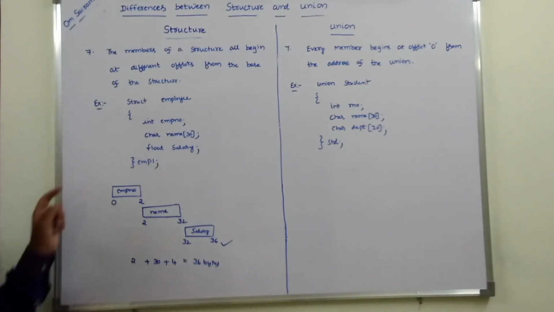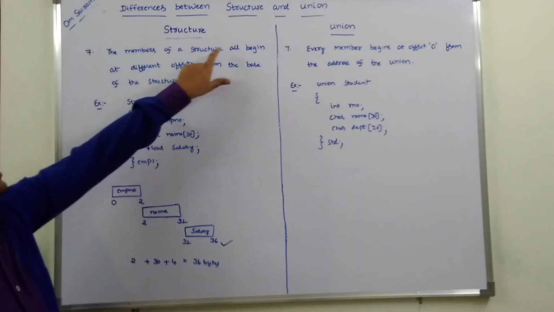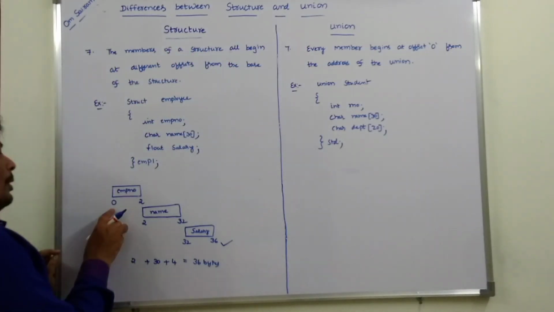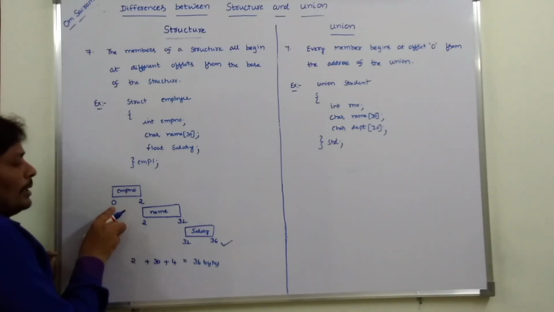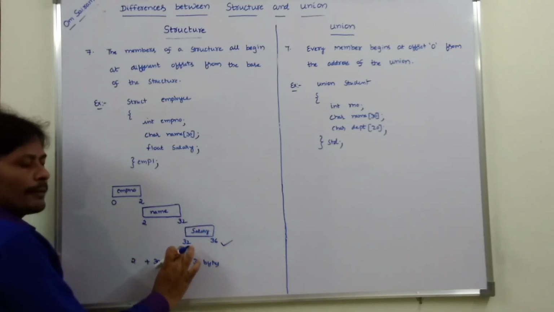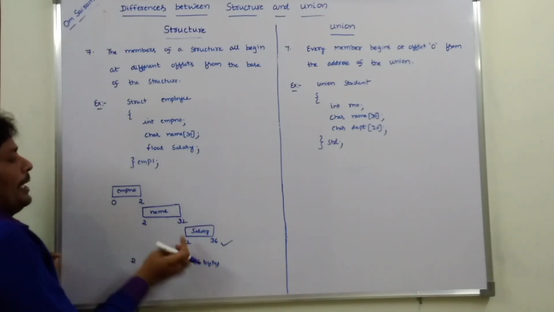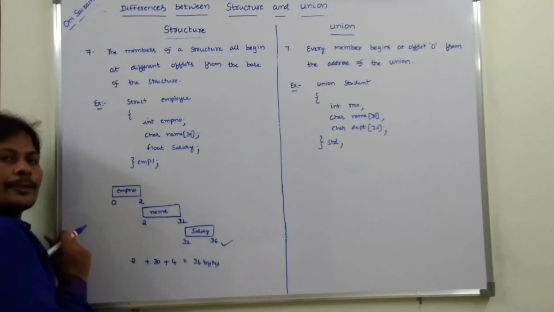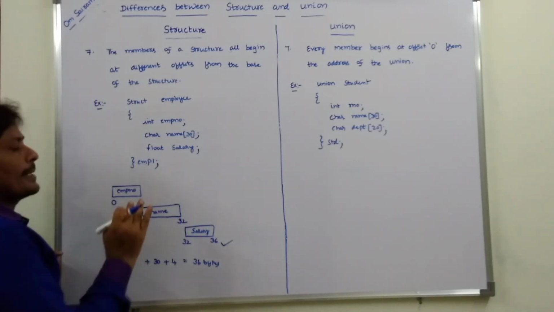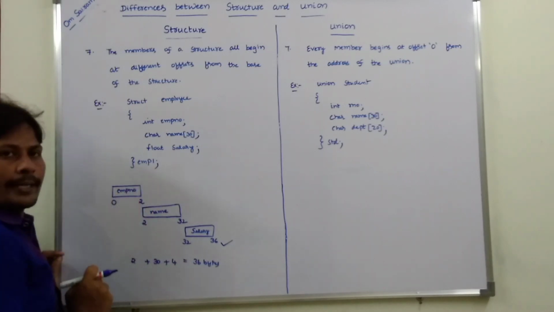So here the members of a structure all begin at different offsets. Here we are starting with 0. The first member starts at 0, the second member starts at 2, the third member starts at 32. Okay. So first member occupies 2 bytes. The difference between 0 and 2 is 2 bytes. Employee number occupies 2 bytes.